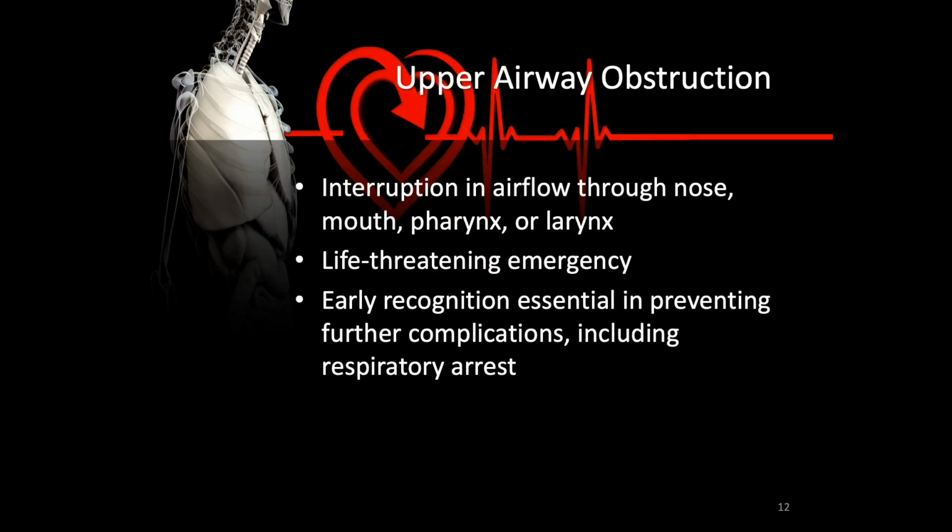Upper airway obstructions are interruption of airflow through the nose, mouth, pharynx, or larynx. Because there is only one route, that is the airway, obstruction of this is a life-threatening emergency. Early recognition is essential in preventing further complications, including respiratory arrest and death.